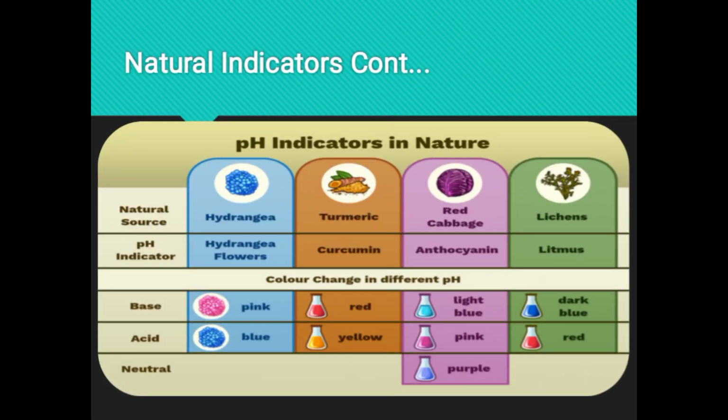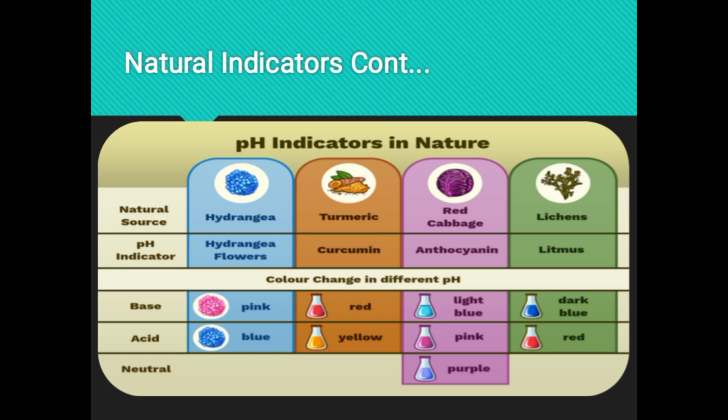Still looking at natural indicators, their sources, and their behaviors in different media. The hydrangea flower is an important source of natural pH indicators. How does it behave in different media? In basic media, it gives a pink color. In acidic media, it gives a blue color.